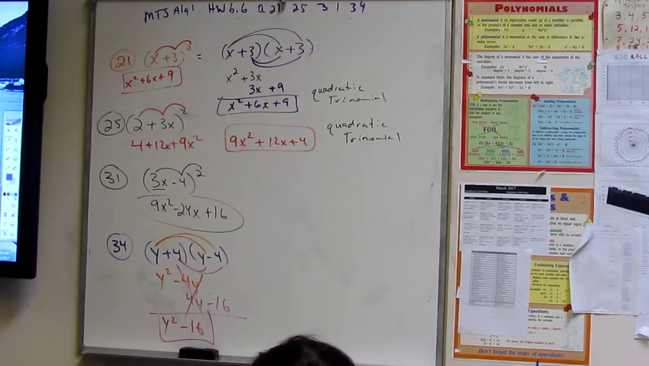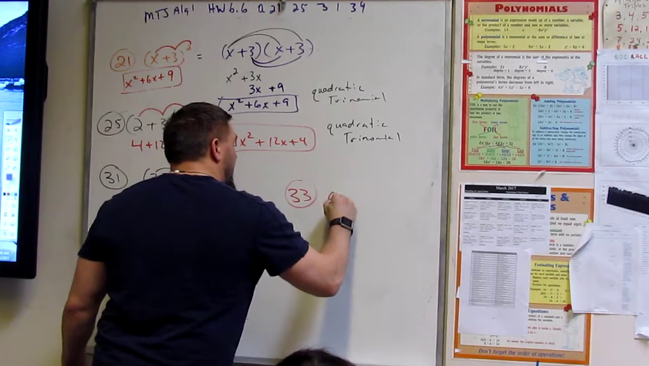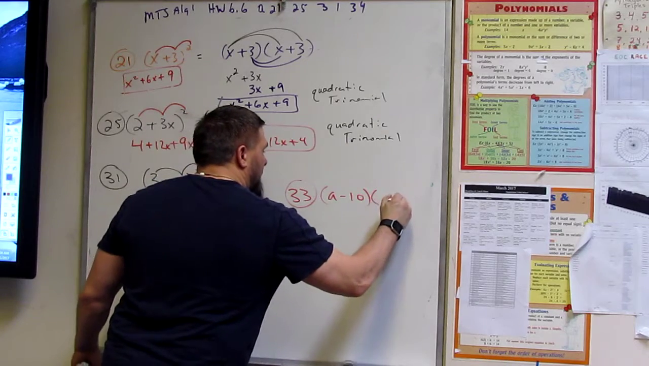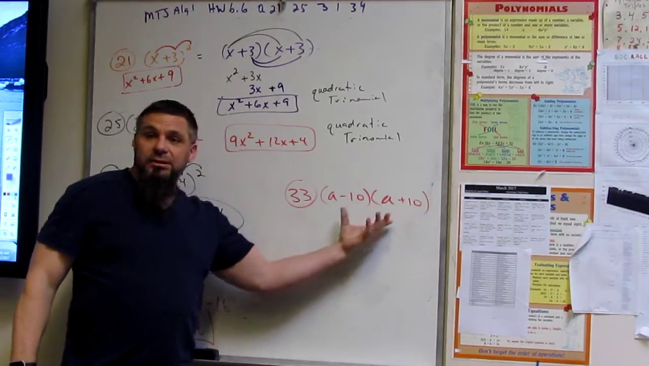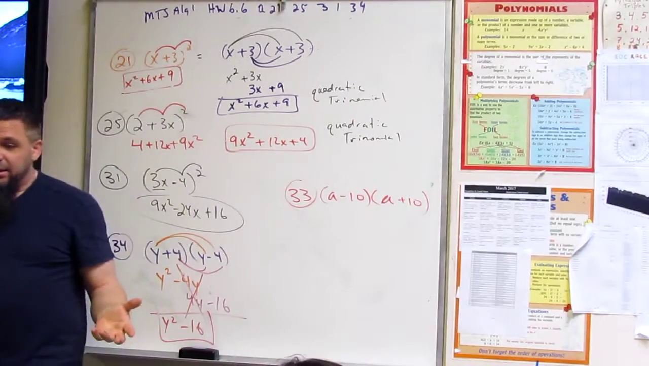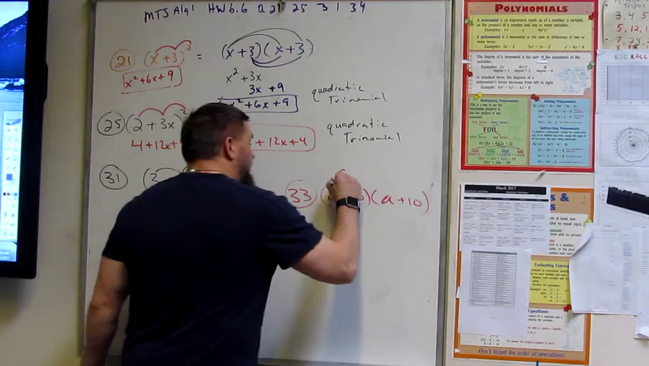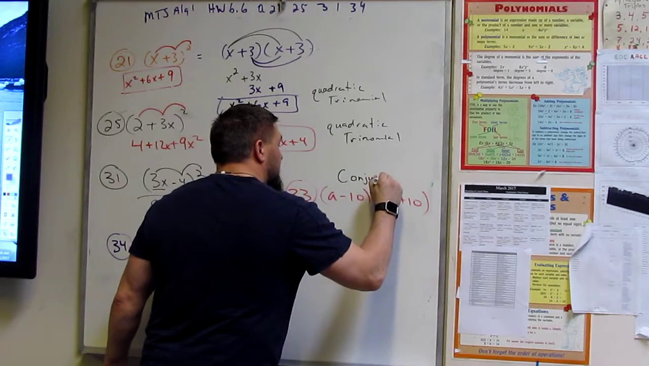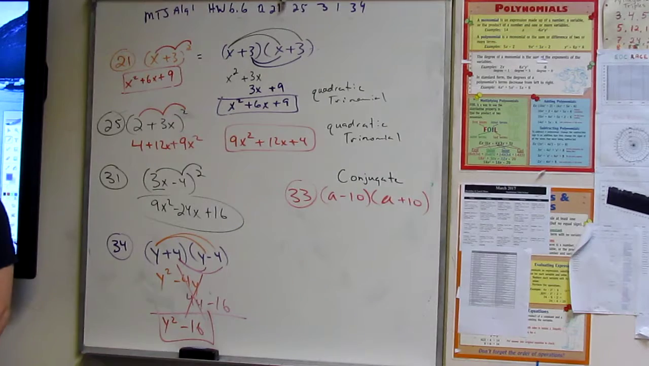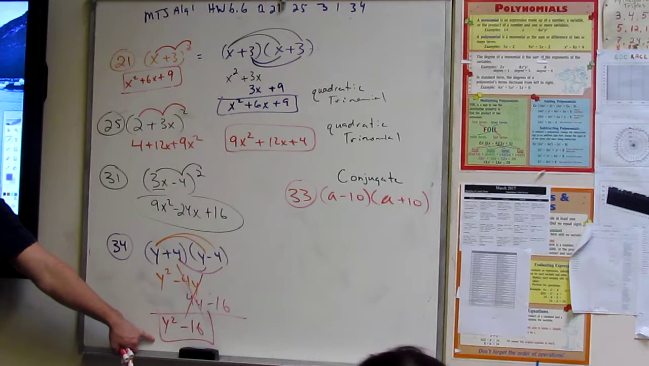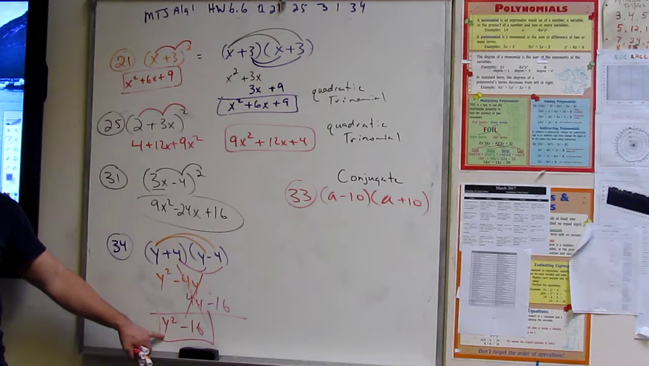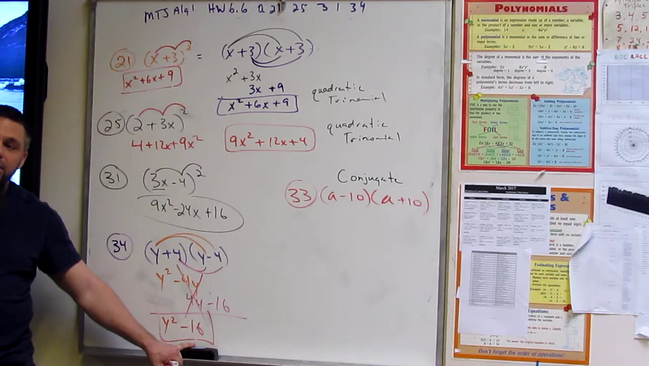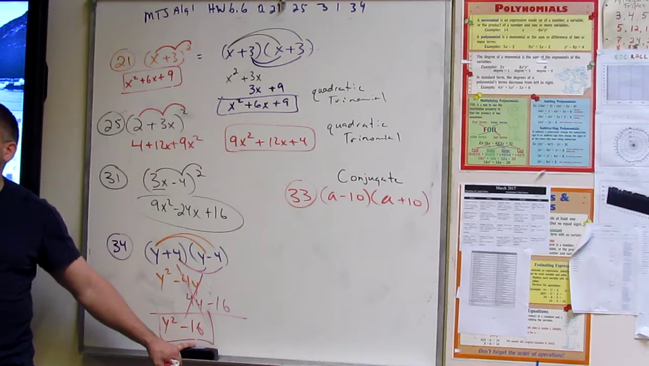Here we go. 33. a minus 10, a plus 10. Okay? These are what we call conjugates. Conjugates are the same thing, but with different signs. When you have a conjugate, it's really easy. It's going to come out to what we call a difference of squares. Think about this. Is a squared a square? Yeah. Is 16 a square? Yeah, 4 times 4. 4 squared.